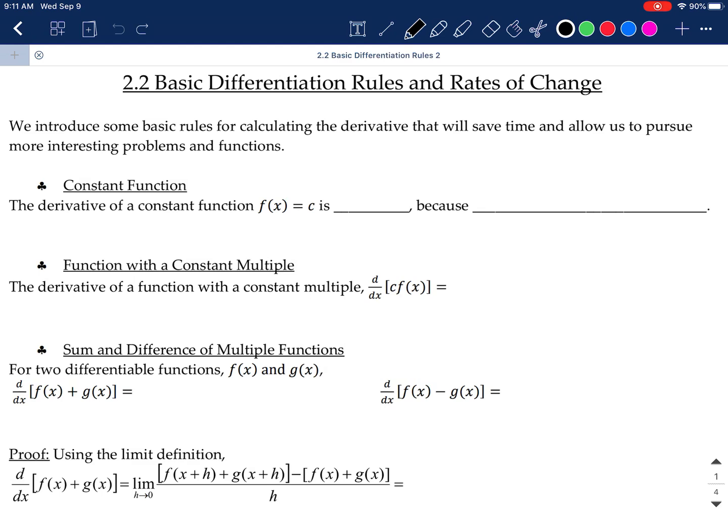So let's look first at a constant function. If I have a function like y equals c, obviously, if we graph that, what is the slope of that function everywhere? The slope is 0 because it's constantly the same value. It's never changing. So for that reason, the derivative is going to be 0 because the slope is constant.